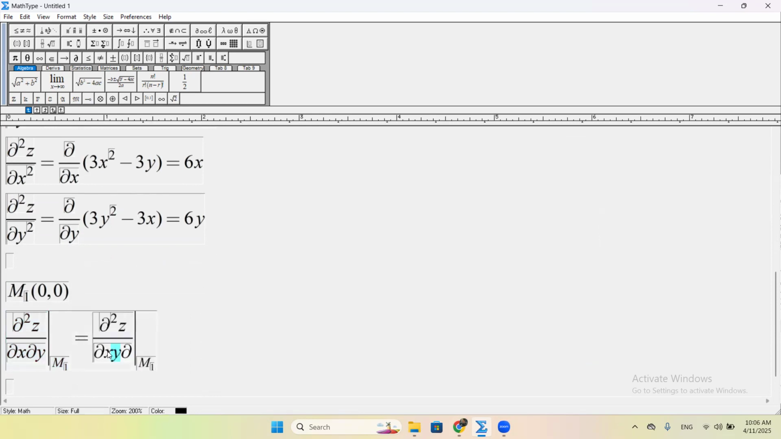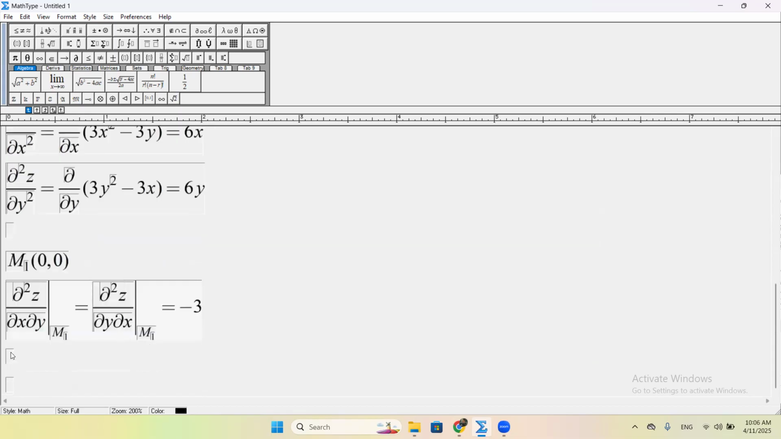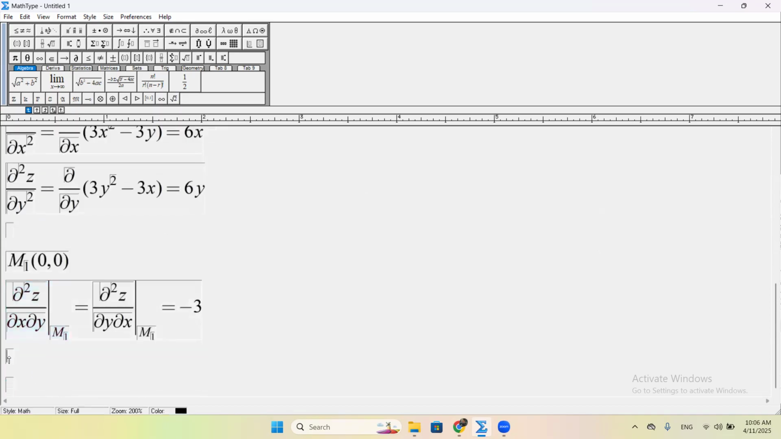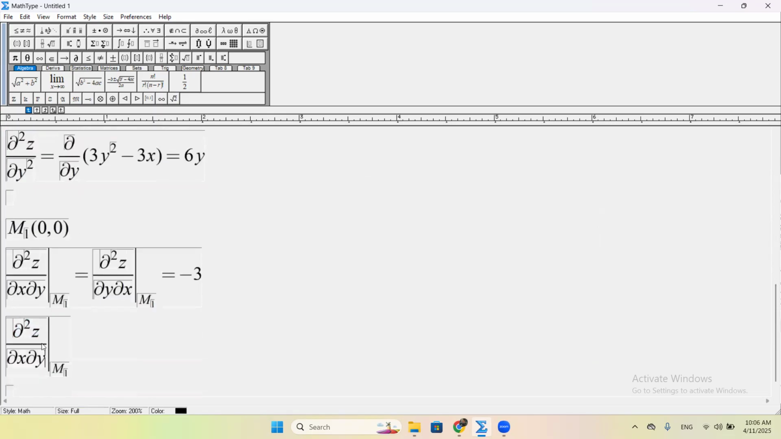So let's write everything in details. So they will be equal -3. Then clear derivatives. So the second derivative by x will be equal to 0. And by the way, derivative by y will be equal to 0 as well. So let's write it in a more compact way.